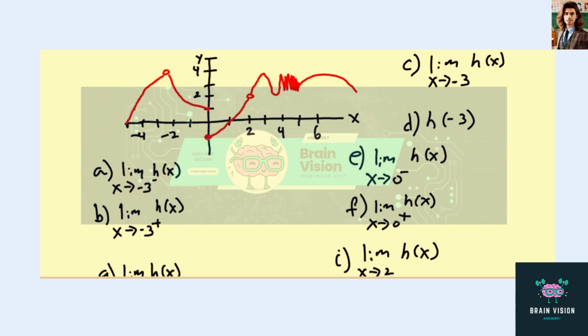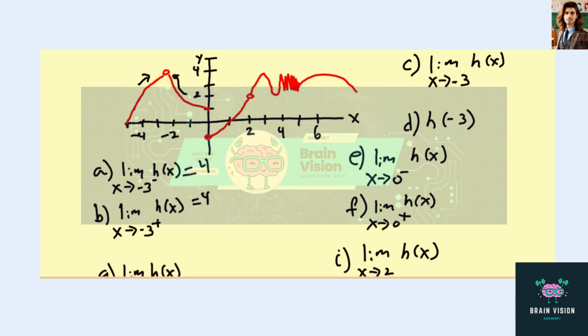The limit of h of x as x approaches minus 3 minus. That minus means from the left. So that's this. So that goes higher and higher and higher up to the value of 4, doesn't it? So this is 4. The next one is the limit of h of x as x approaches minus 3 from the right. Okay, so that's this direction now, which goes higher and higher up to that 4 right there.